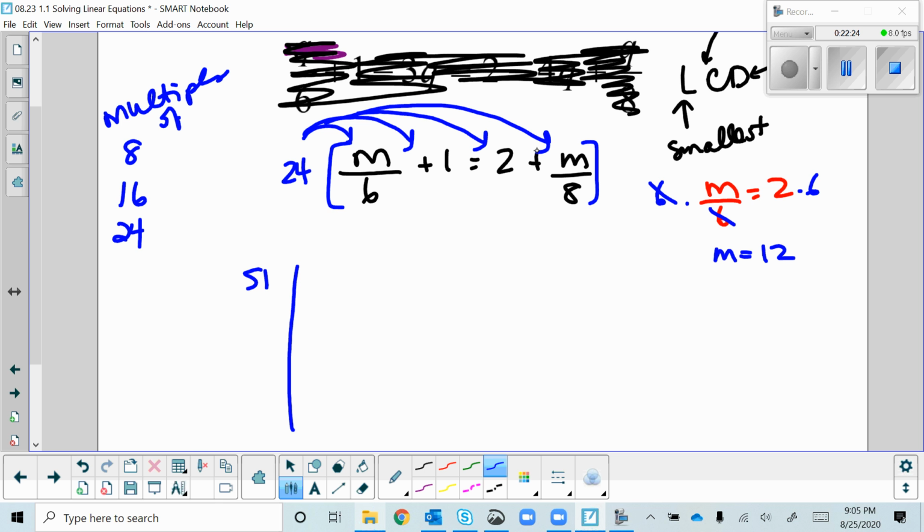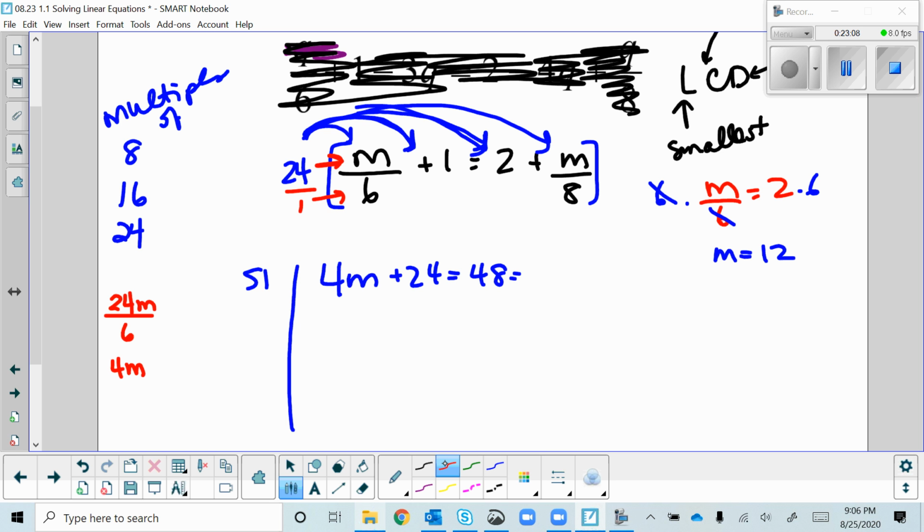Now, when you do 24 times m over 6, it's 24m over 6 like that, because it's really 24 over 1. And when you multiply fractions, you multiply across the top and you multiply across the bottom. So it's 24m over 6, and 24 divided by 6 is 4. So when you distribute 24 into that first term, you end up with 4m. When you distribute it to the plus 1, you get plus 24. Distributing it to the 2 gives me 48.